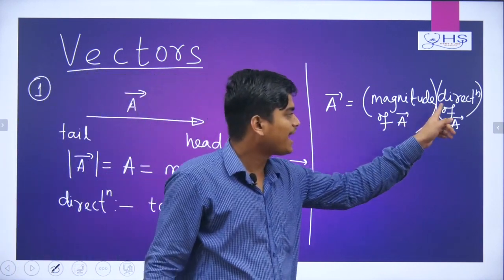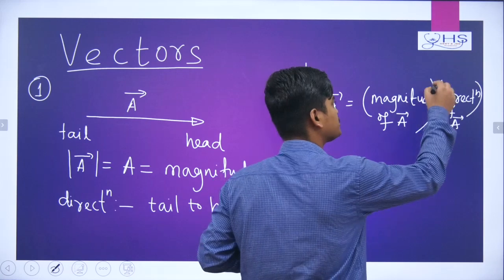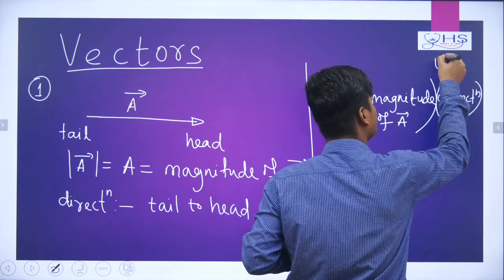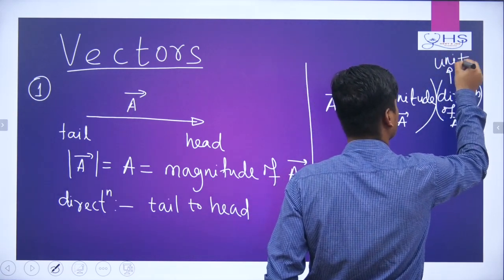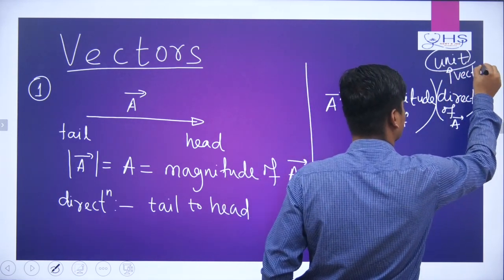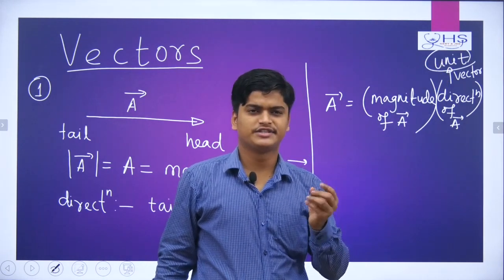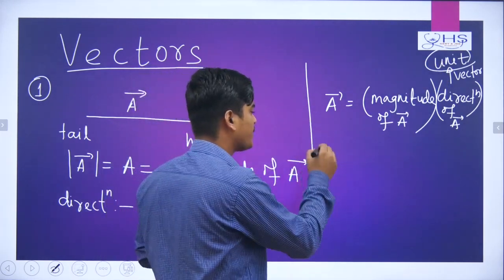And here, the direction of a vector. Remember, this direction should always be a unity vector. Now we'll understand what a unity vector is. Unity means it is 1.